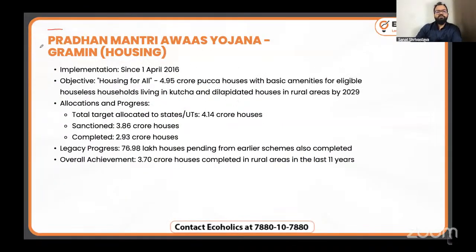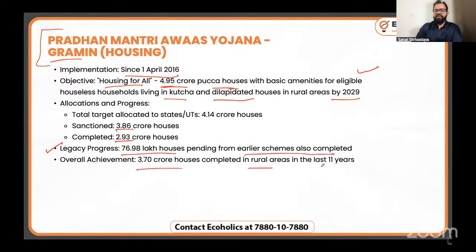Pradhan Mantri Awas Yojana Gramin. You must have heard about urban areas, but this is Awas Yojana Gramin. So implemented since 2016, housing for all, 4.95 crore pakka houses with basic amenities for eligible households living in kacha or dilapidated houses in rural areas by 2029. Allocation, so these are the figures. These are sanctioned, these are completed. Legacy progress, 76.98 lakh houses pending from earlier scheme also completed. Overall, these many houses completed in rural areas in last 11 years.